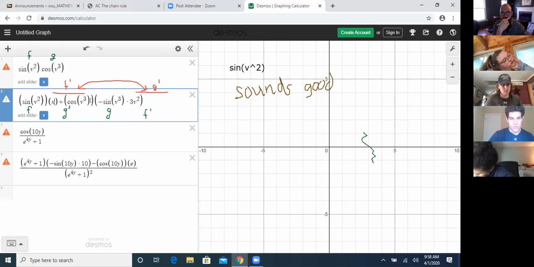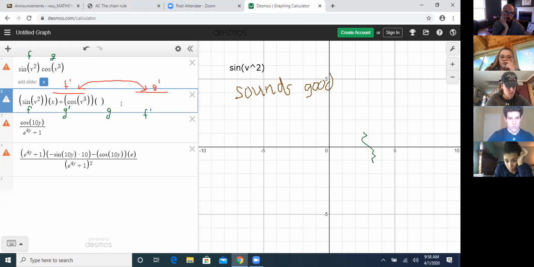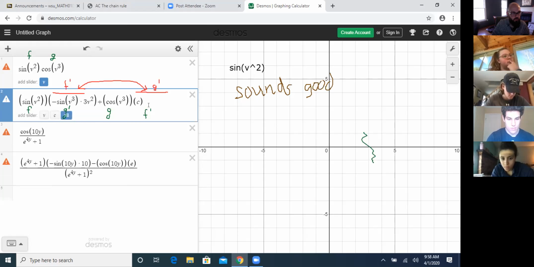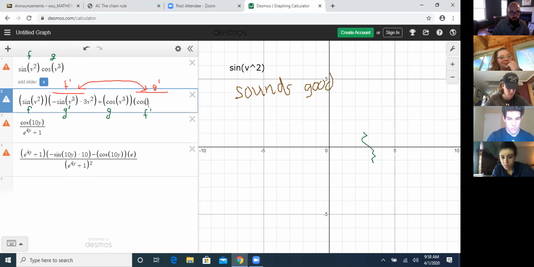So would I just highlight it and then hit Control X? And now go over to the other spot and hit Control V. It's not working? There we go. There you go. And so then the other one would be, you'd want cosine of v squared times 2b.